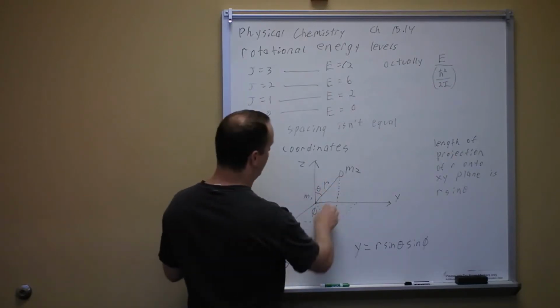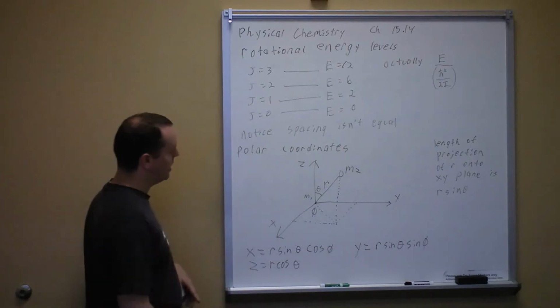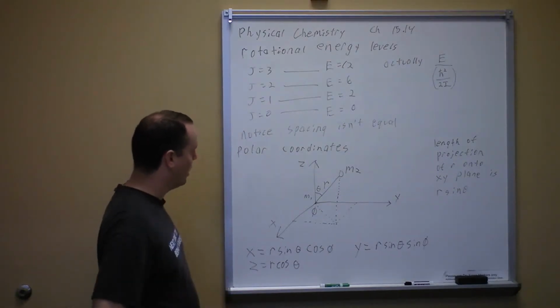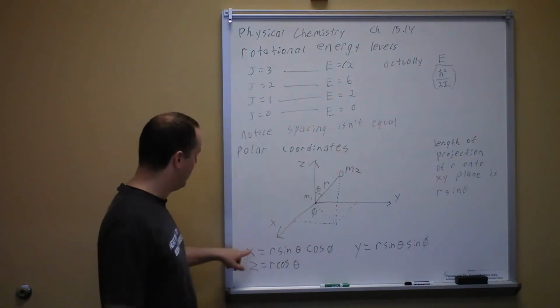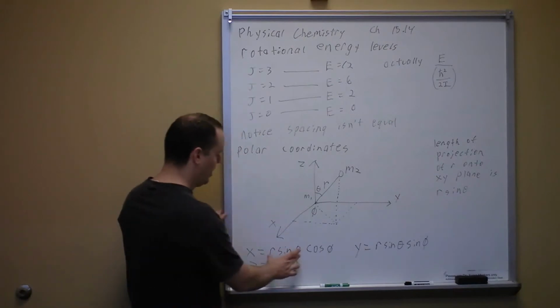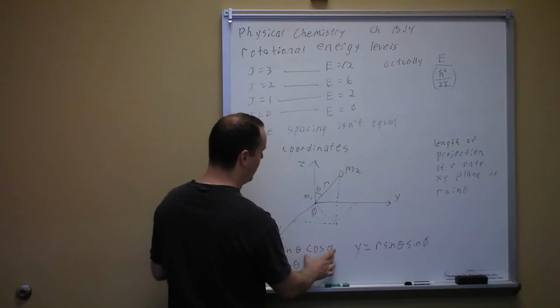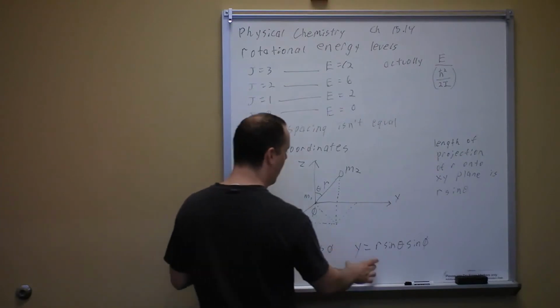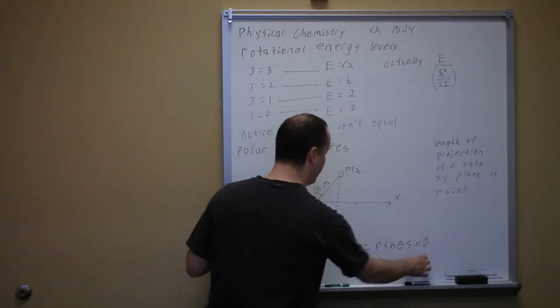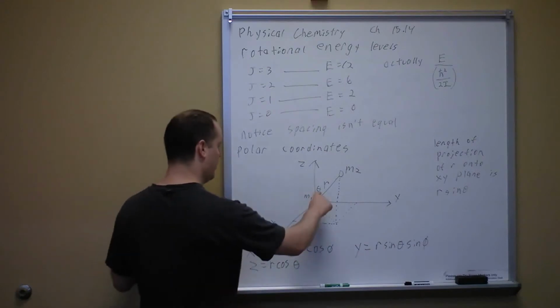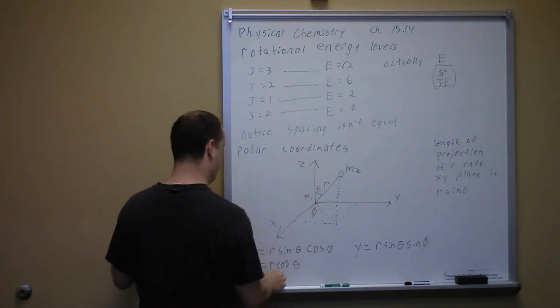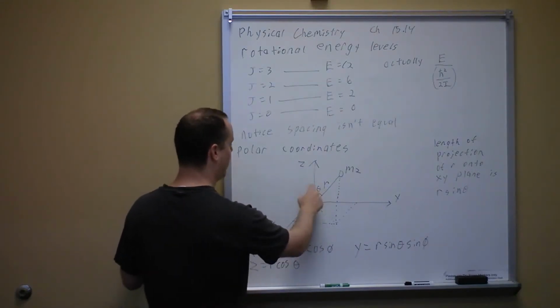So now that we know these angles, we can find out our xyz coordinates if we're given these angles and the radius. So x is r sine theta, that's what I mentioned about the projection here, times cosine of phi. And then y is going to be r sine theta times sine of phi. And then z, that's just r cosine of theta.